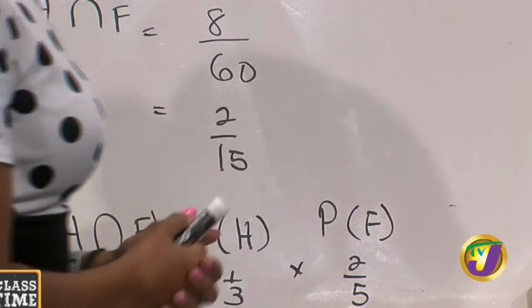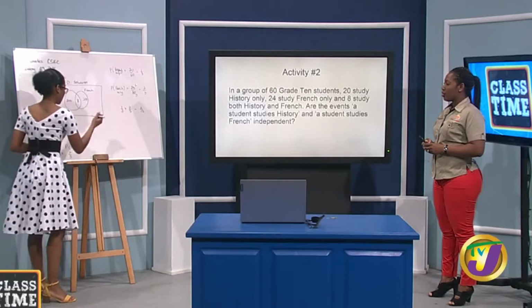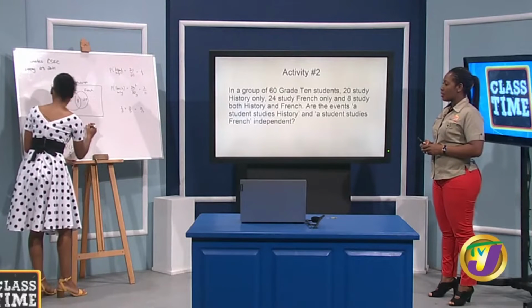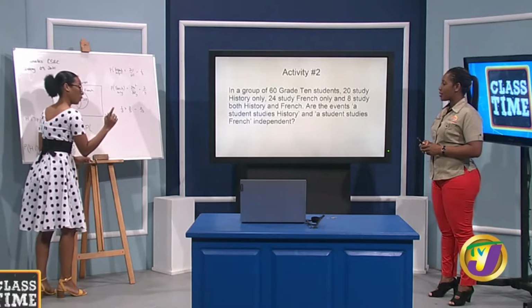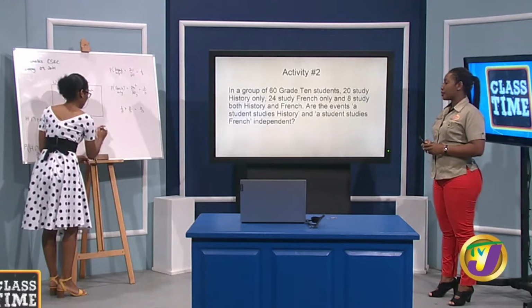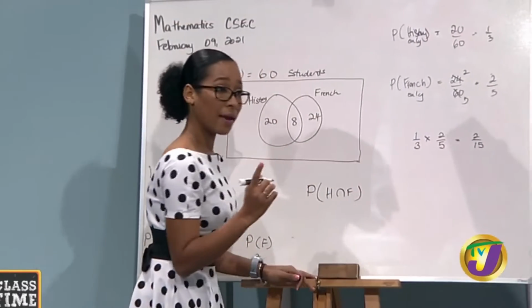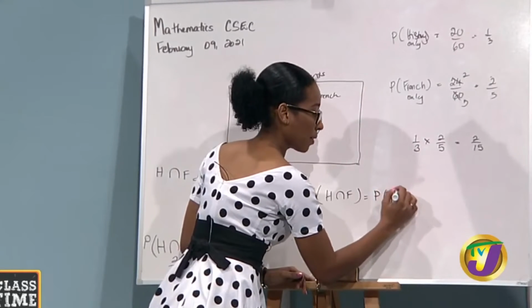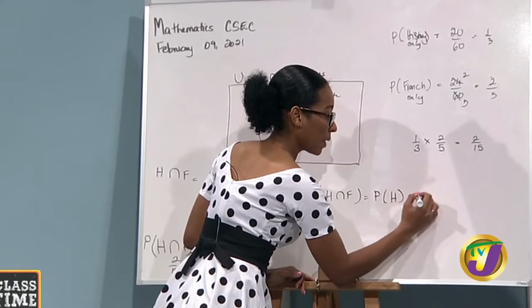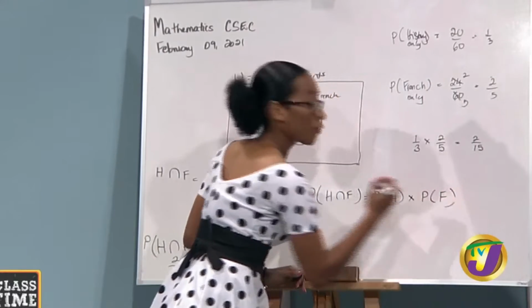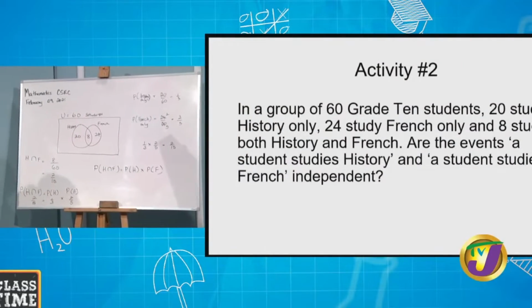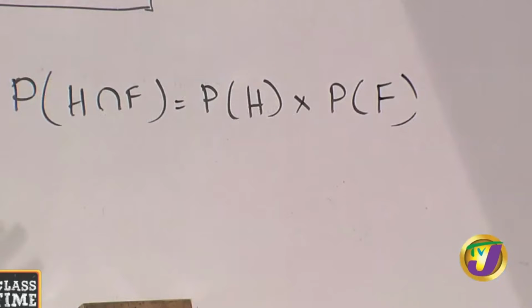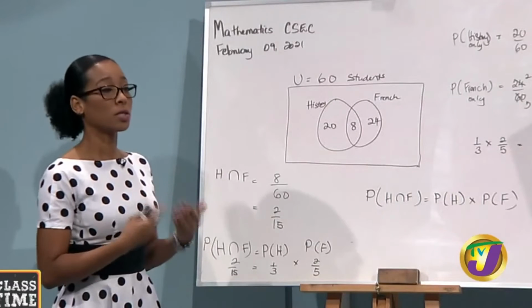Yes, so we can arrive now at a little conclusion. We can come up with a way to work with independent events. When we're looking at probability, the probability of H and F, history and French, is equal to the probability of history multiplied by the probability of French. So here we have our multiplication coming in, which we shared earlier, that the relationship between the probabilities of two independent events is multiplication.